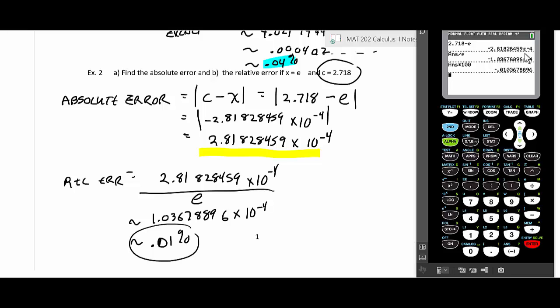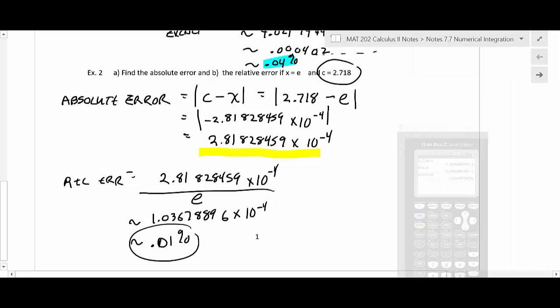Okay, so that should be a piece of cake for everybody. You're going to use your calculator on that. You have to use your calculator on that. Okay? All right, any questions about that?